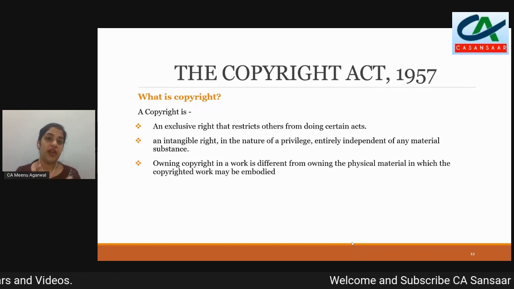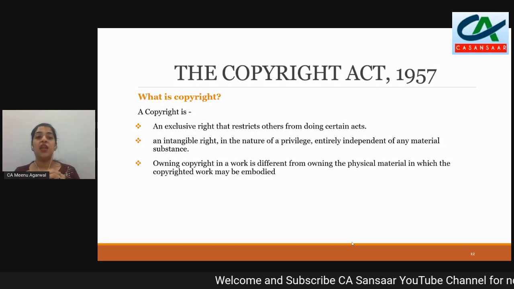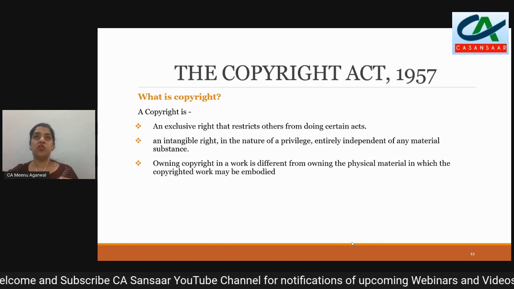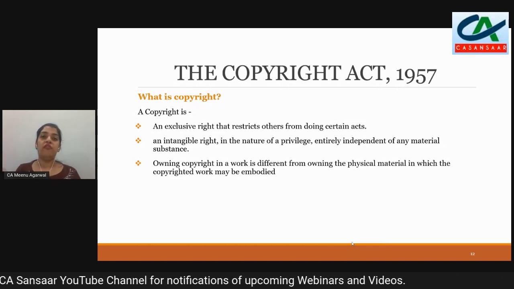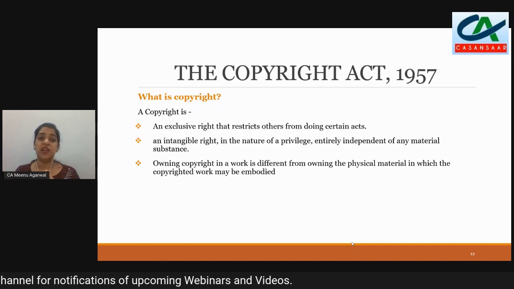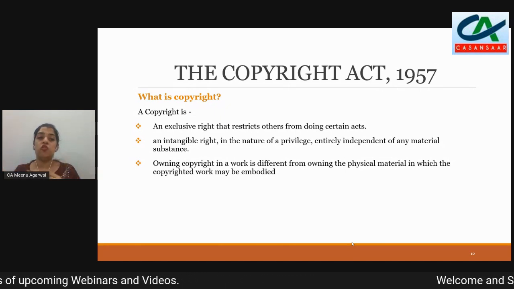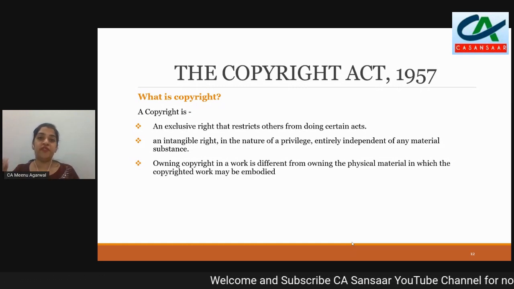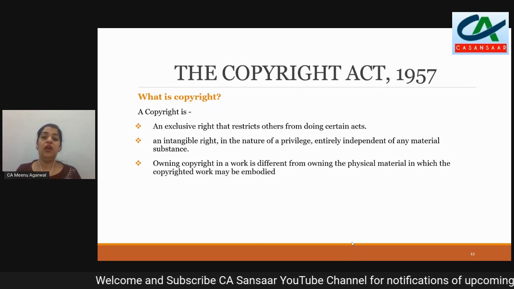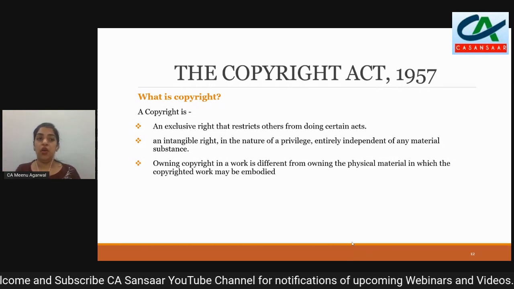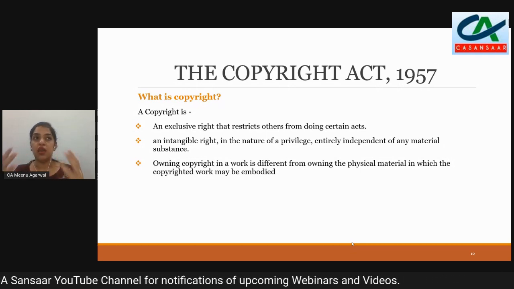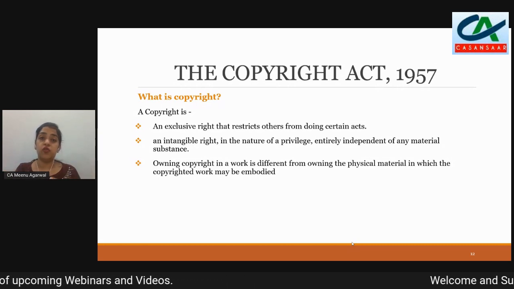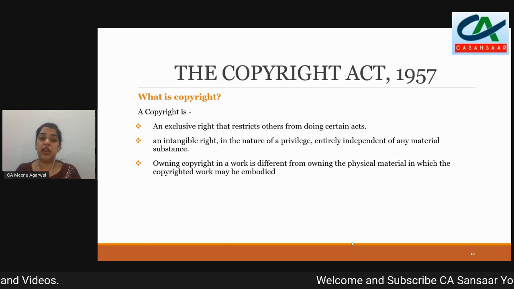So, copyright has been defined under the Copyright Act as an exclusive right. That is, if a copyright is an exclusive right, it means you have certain restrictions from doing certain acts. It is an intangible right. It also goes on to distinguish that if you own a copyright of a work, then it is different from the physical material which is available in the copyrighted work. So you need to keep in mind that copyright is an exclusive, intangible right, and that copyright in a work is different from the physical material available in the copyrighted work.